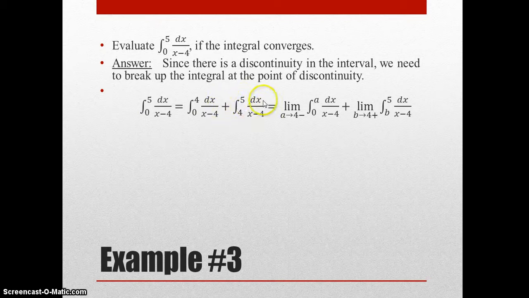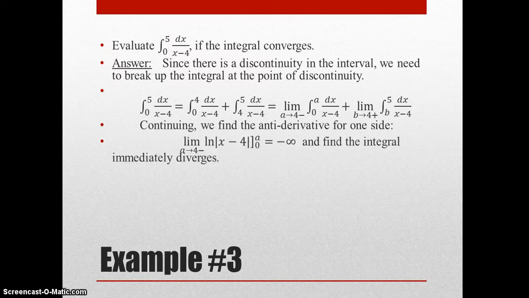the integral from 4 to 5 of dx over x minus 4, which can then be written as the limit as a goes to 4 from the left of the integral from 0 to a of dx over x minus 4, plus the limit as b goes to 4 from the right of the integral from b to 5 of dx over x minus 4. Continuing, we find the antiderivative for one side.